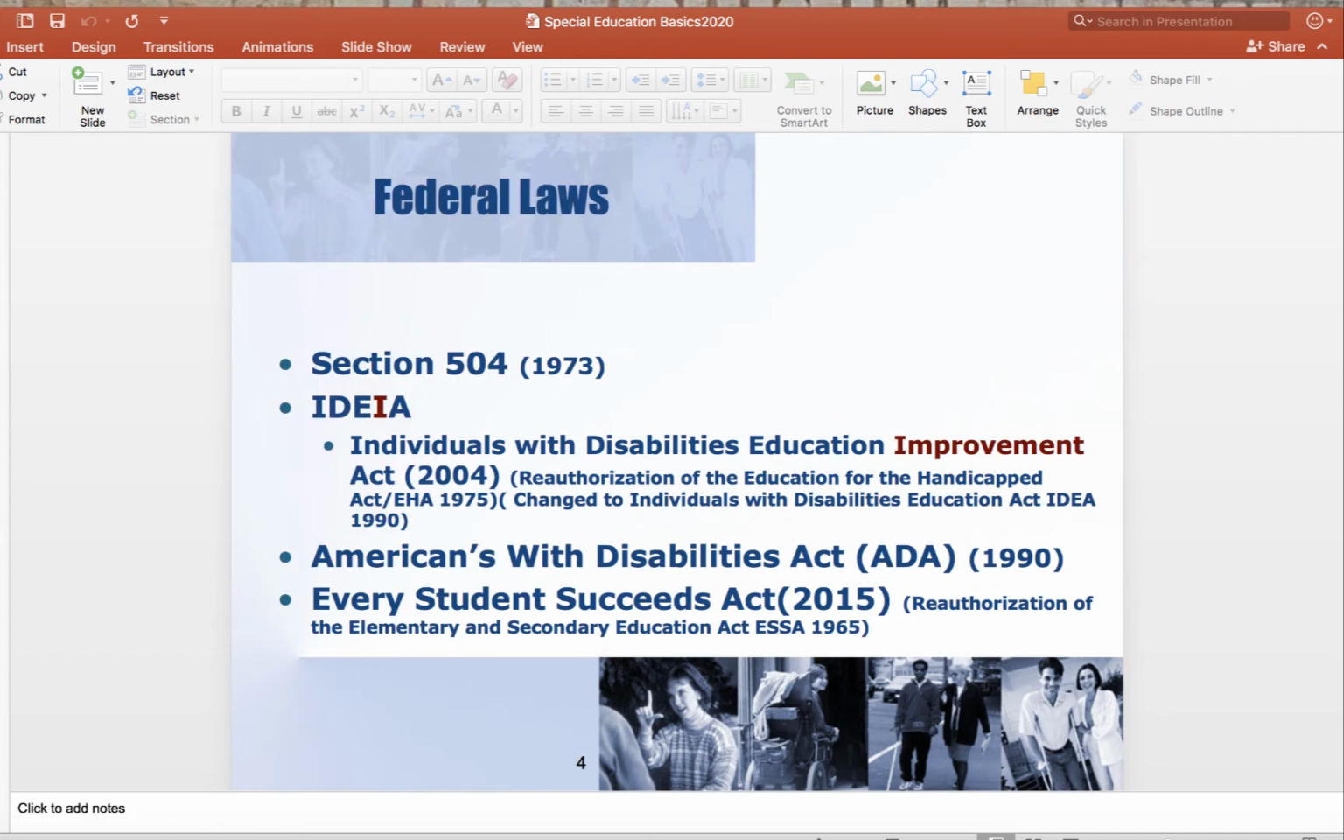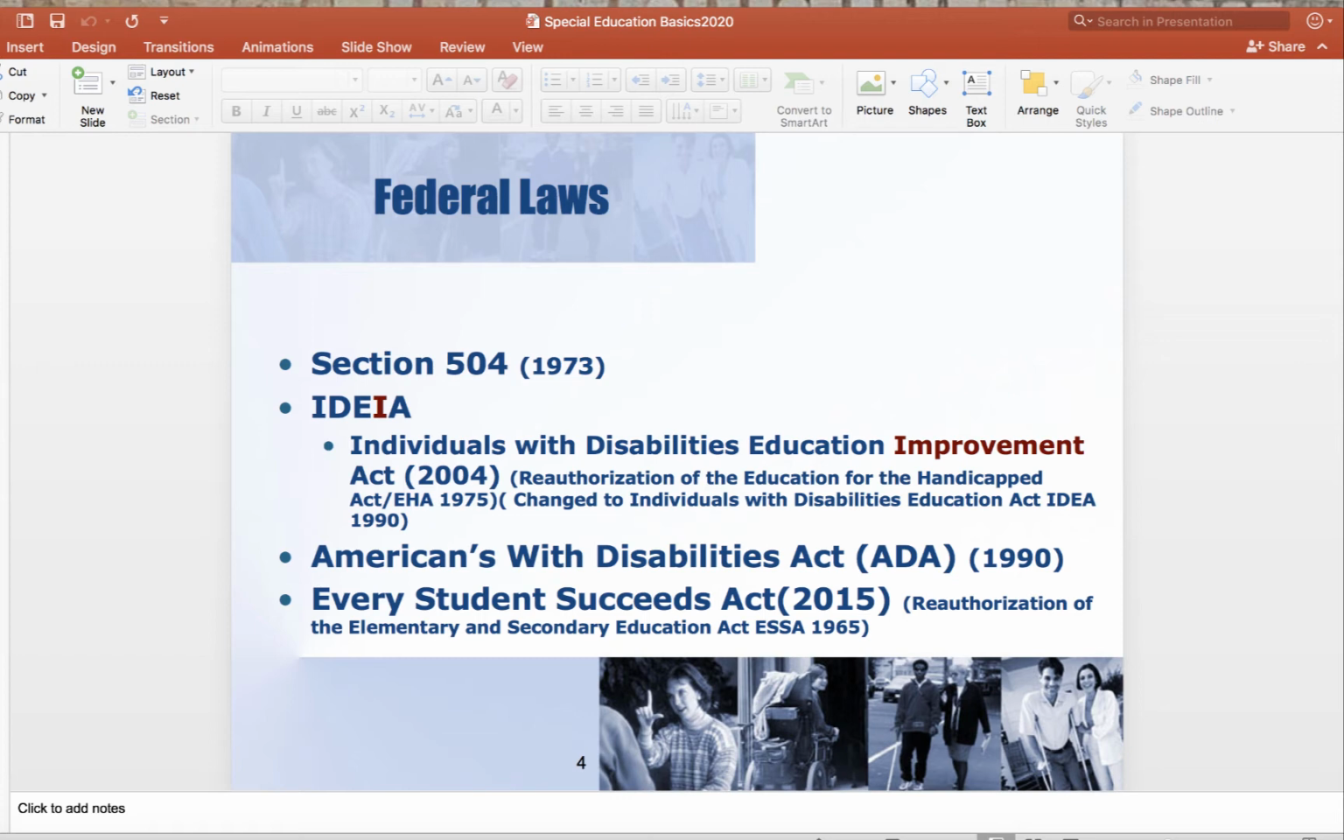So the federal laws that we'll look at are Section 504, the Individuals with Disabilities Education Improvement Act. They added the I in 2004. It was originally changed to IDEA back in 1990. And before that, it was the Education for the Handicapped Act of 1975.